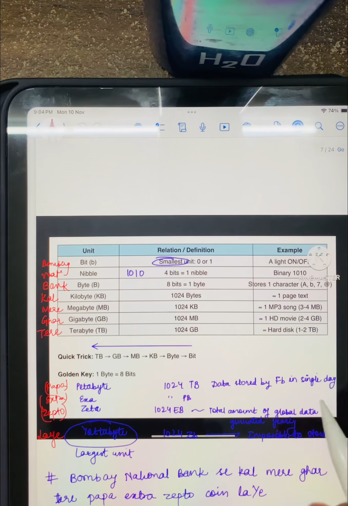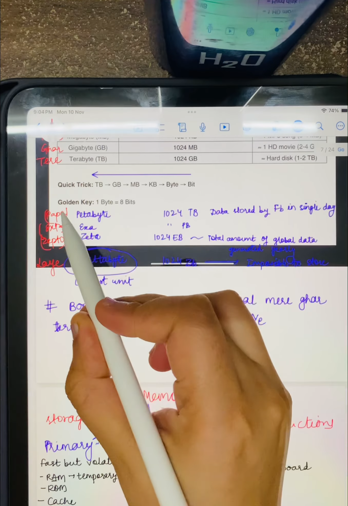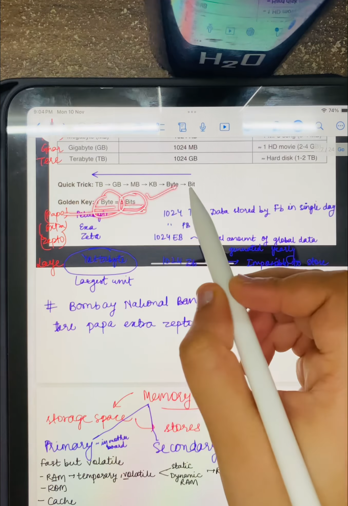So I don't think there is anything else left to make you understand this. And yeah, remember this golden key: 1 byte equals 8 bits. It will help you.